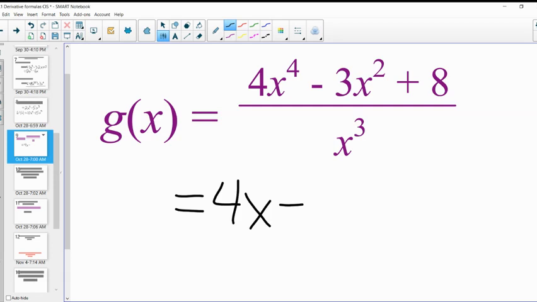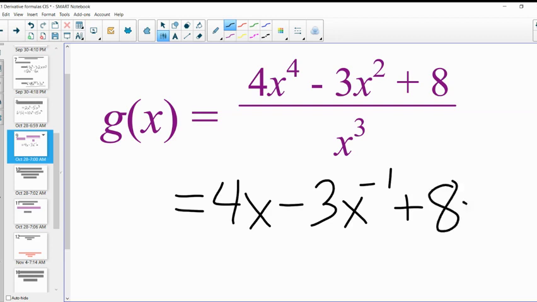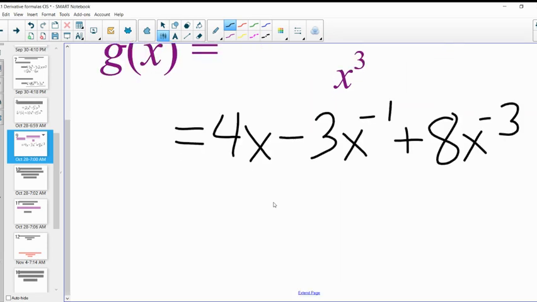That is 3 over x, that'd be the same thing as 3x to the negative 1. And then 8 over x cubed, that would be 8x to the negative 3. I know how to do the derivative of something times x to the some power. And so now I've got it in a form that I can differentiate. Let's go ahead and do that.